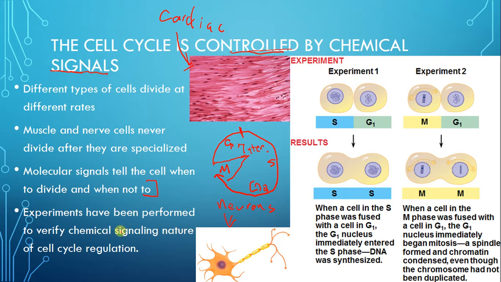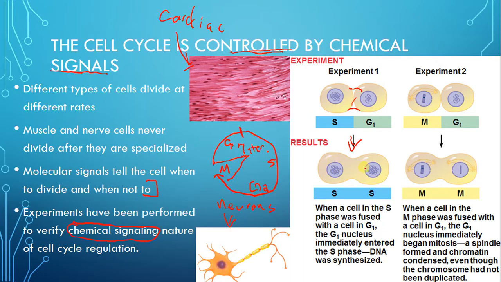Experiments have been performed that verify that in fact it's chemical signals or messengers that are responsible for regulating the cell cycle. And this is a really cool experiment. So what scientists did is took a cell that was in S phase, so duplicating its DNA, and a second cell that was in G1 phase, or just going about its normal cellular processes, only one copy of the DNA, and they fused them together, so their plasma membranes became one. What they saw was that this cell that previously was in the G1 phase immediately jumped to the S phase and duplicated its DNA.